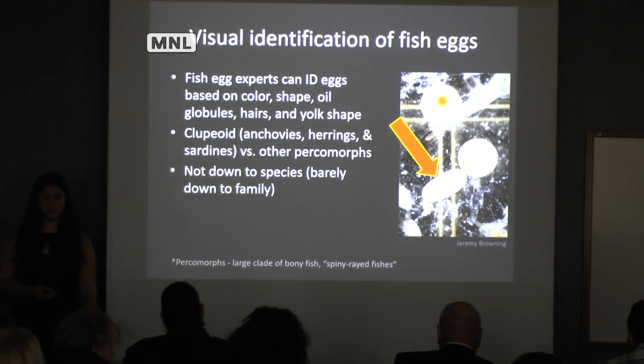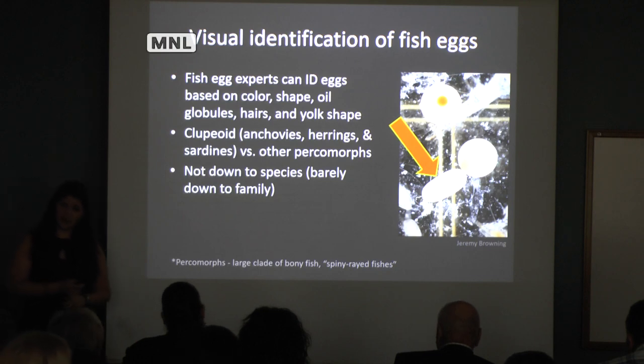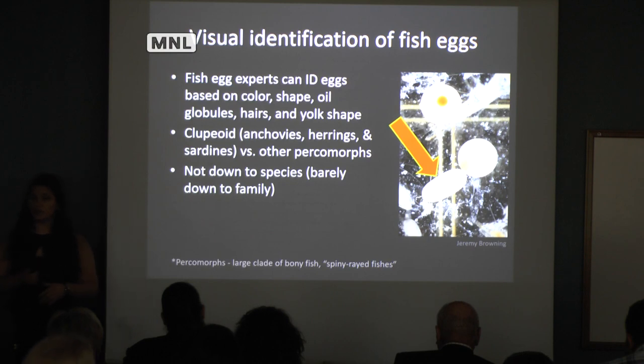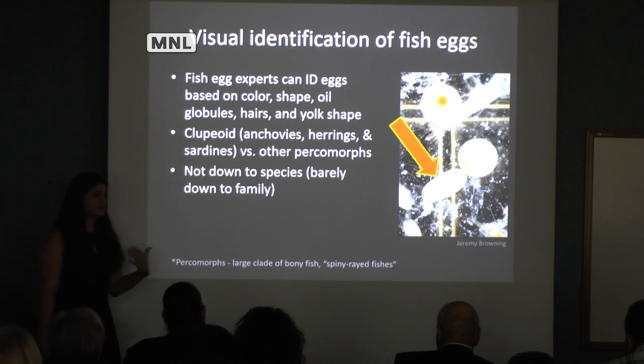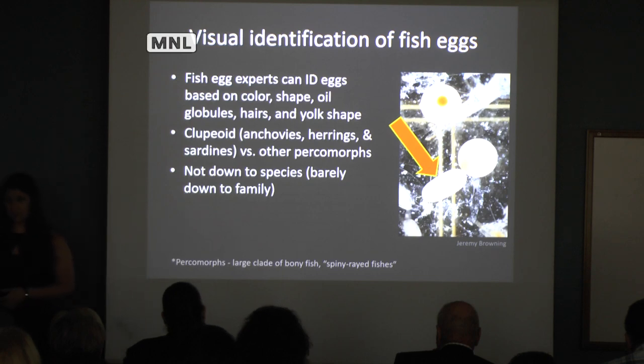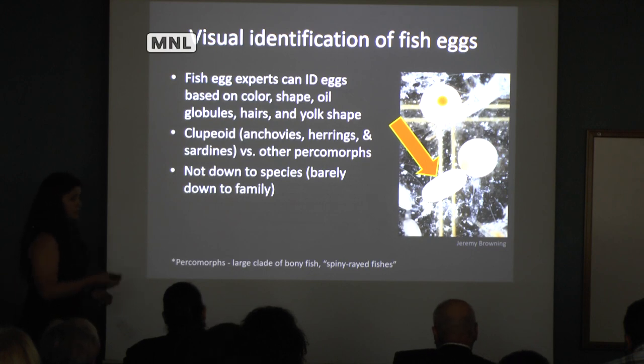There are experts that can do this, and they do this based off of the color of the eggs, the shape, the oil globule, which is top right. Also, if there are hairs on the eggs, and the yolk shape. So they can do this, but it's usually not down to the species level, and sometimes barely even down to the family level. In this photo here on the right, you can see an arrow pointing to one egg. This egg looks a little different than the others. This one is an anchovy egg, and that's a clupeoid, and so we can identify these ones and pick them out of the samples, but all the other ones are other percomorphs that are spiny rayed fishes.